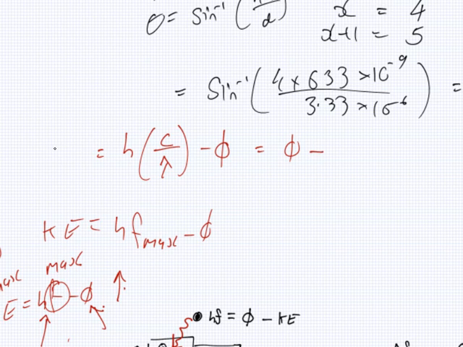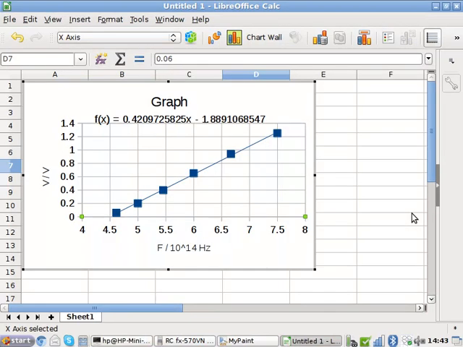Yeah. Oh yeah, because this equals kinetic energy, so all they did was take the phi to the left. That's all they did. And then they put in the numbers on this one. KE max equals hc over lambda minus phi.